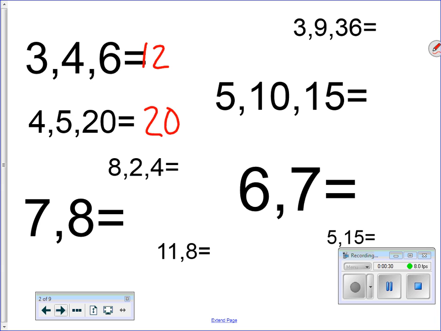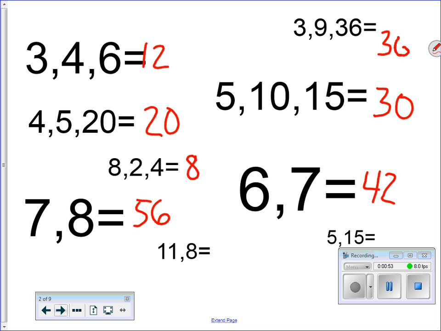7 and 8, well, I know 7 times 8 is 56, so I can use 56. And that's what you can do for all of these here. 8, 2, and 4, they can all go into 8. 6 and 7 can go into 42. 5, 10, and 15. We don't want to use 15 because we know 10 can't go into 15. I know that they can all go into 30. Well, 3, 9, and 36, they can all go into 36. 5 and 15 can go into 15. 11 and 8, probably 88.